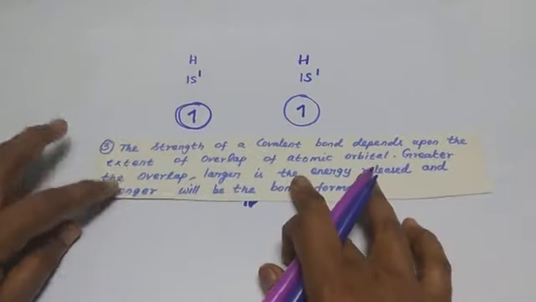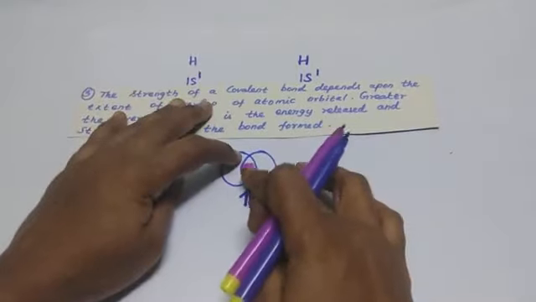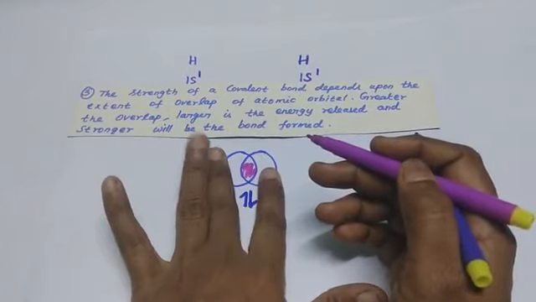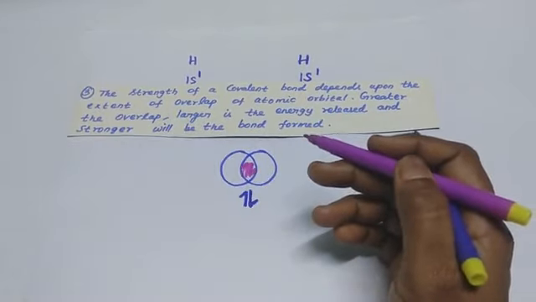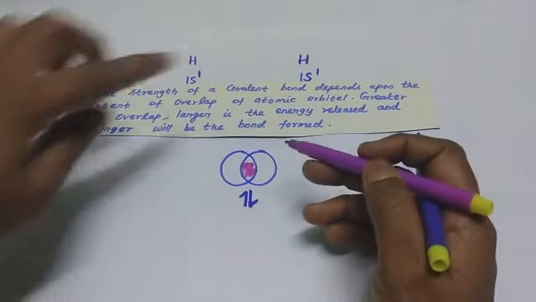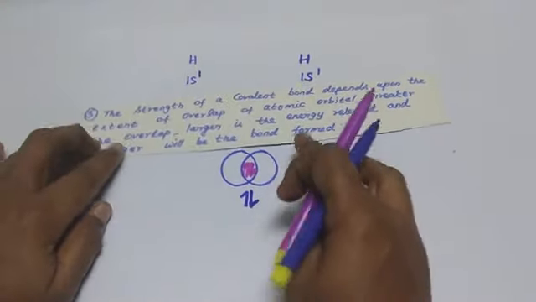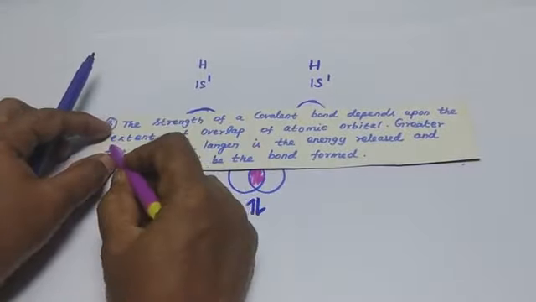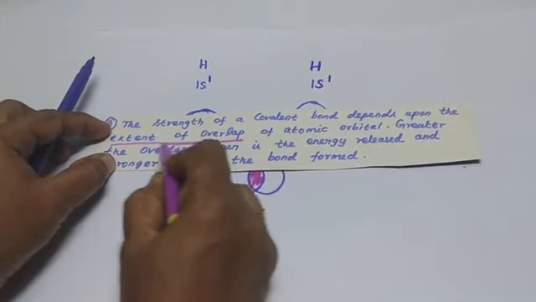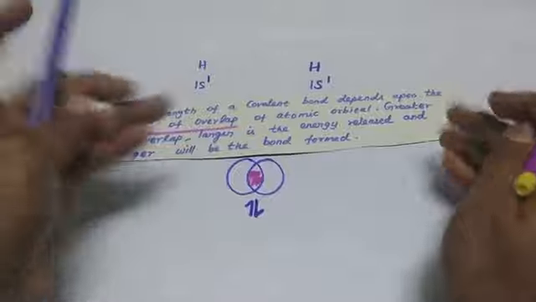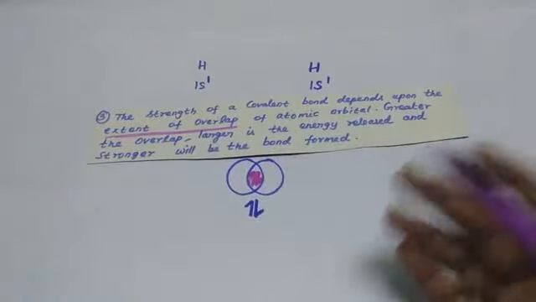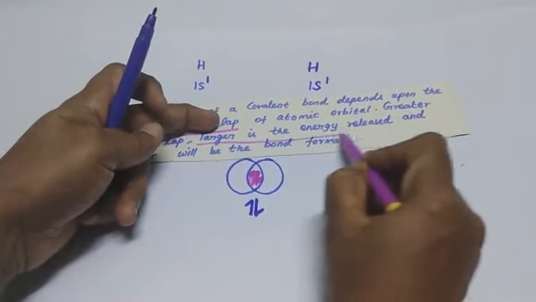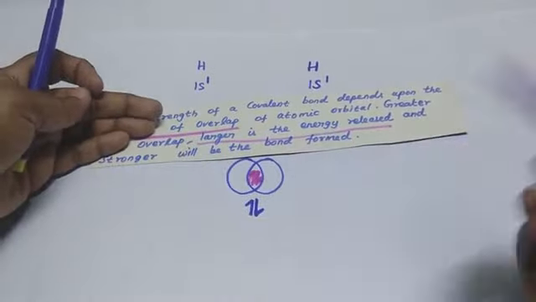Now the third feature of valence bond theory: here we know one covalent bond is formed due to this s-s overlap. This is one s orbital, this is another s orbital. Due to this overlap, a covalent bond is formed. The strength of the covalent bond formed depends upon the extent of overlap. How much overlap is occurring, according to that the strength of the bond will vary. The greater the overlap, the more energy is released, and the stronger the bond formed.